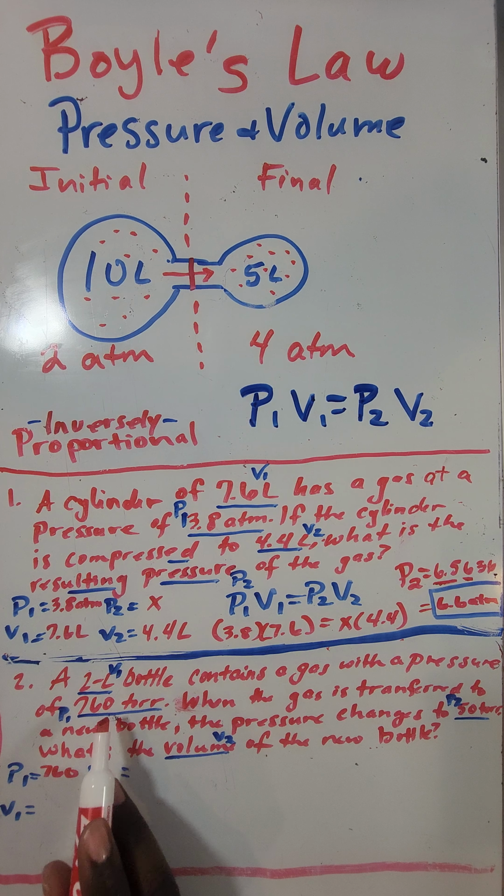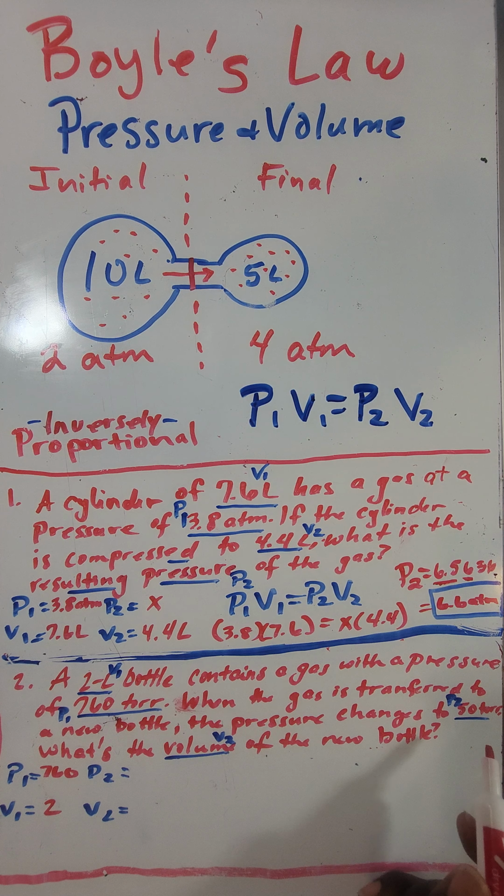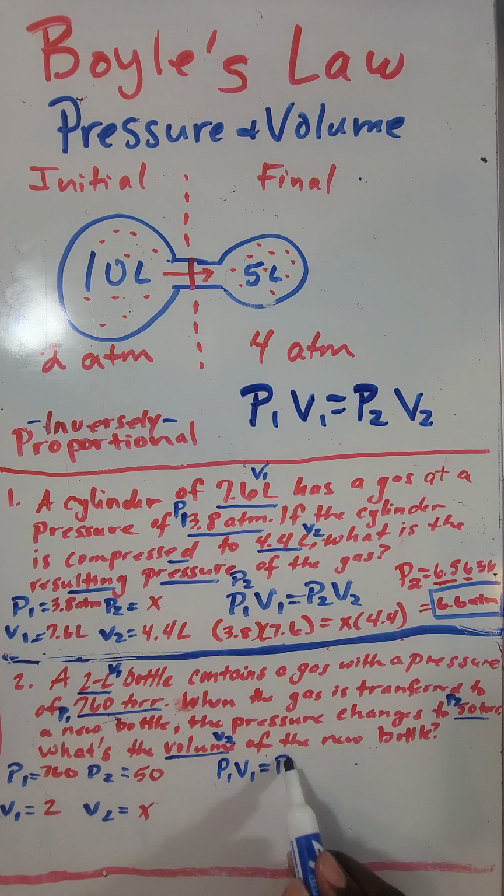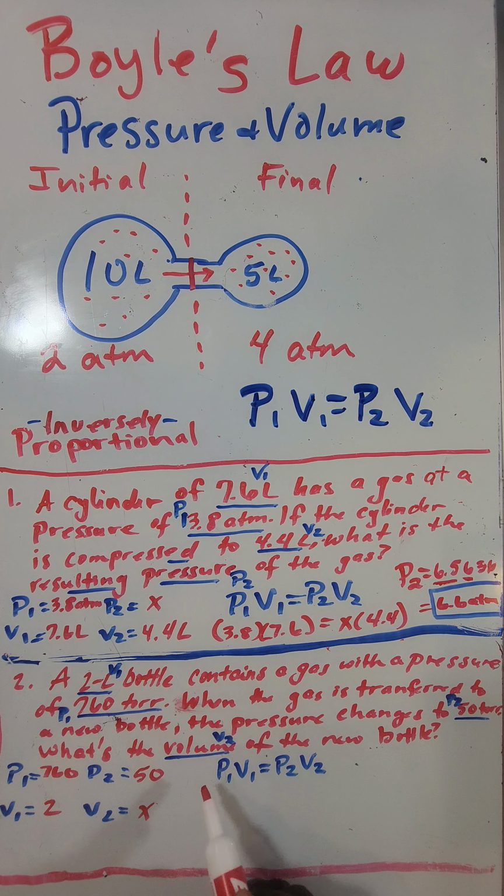Our P1 is 760. Our V1 is 2. Our P2 is 50. And our V2 is X. Using the same formula, P1 V1 equals P2 V2. All right, then we just plug in our numbers. P1 is 760 times V1, which is 2, equals P2, which is 50, and then our V2 is just X. So you multiply and then divide, and you should get what X equals.